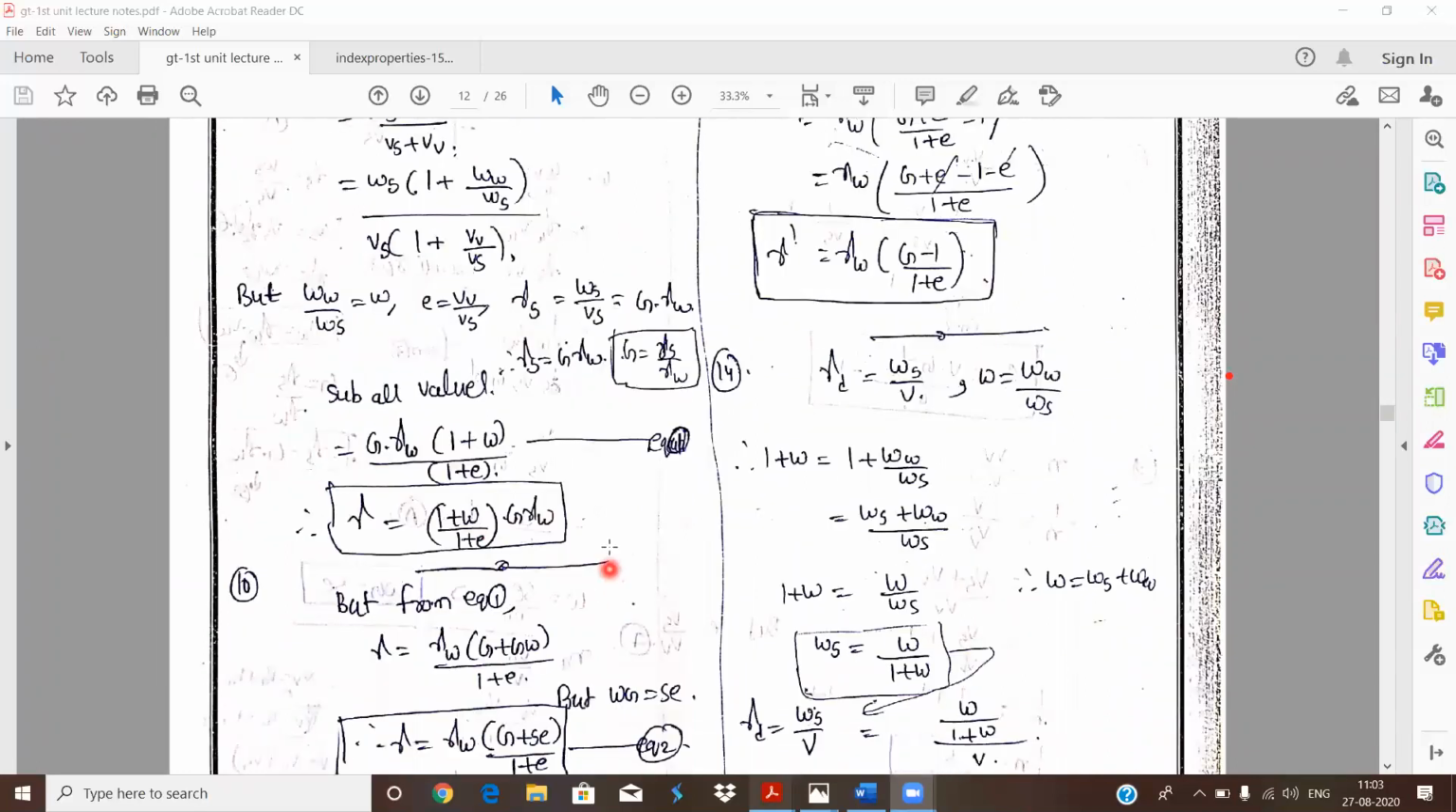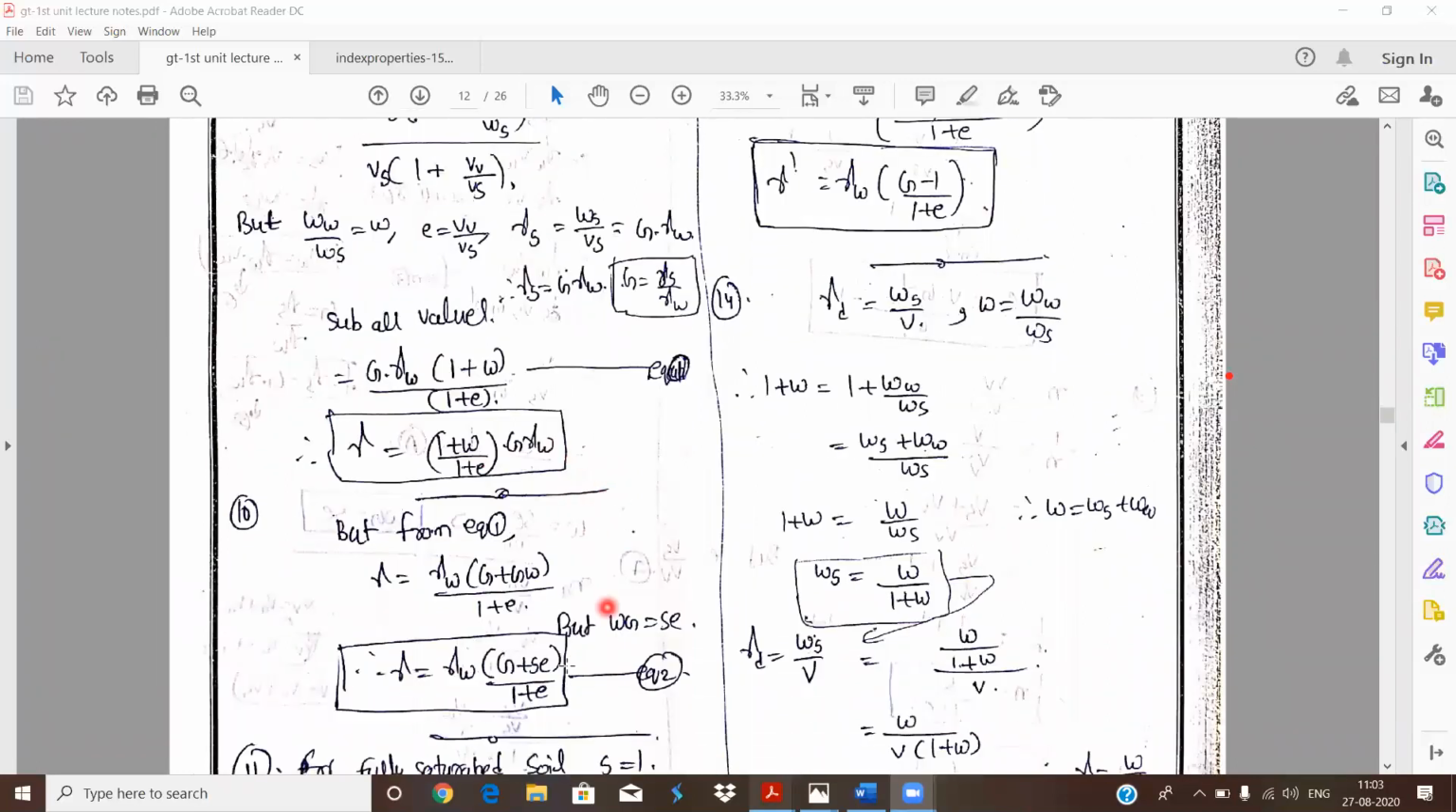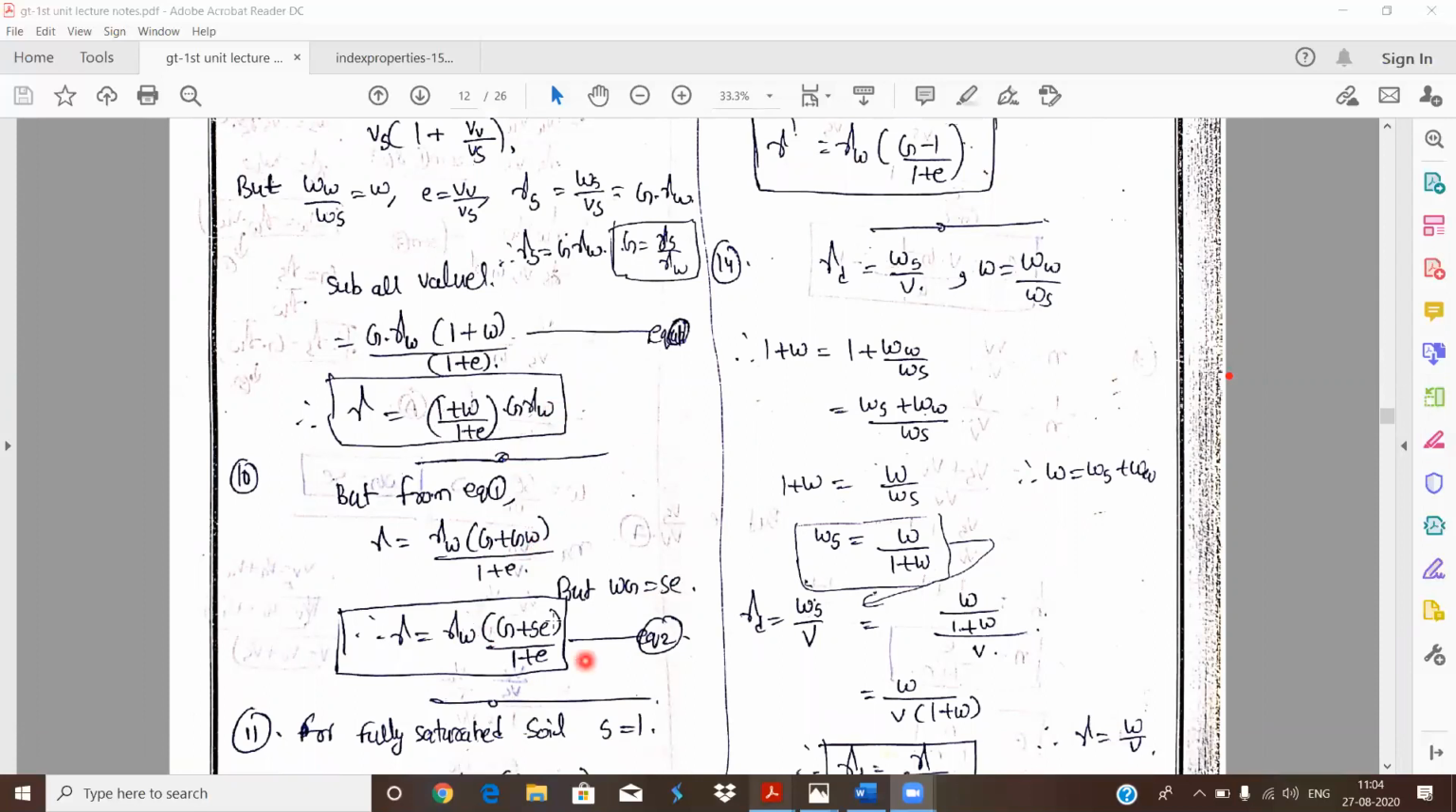From this equation we can also conclude another equation, the relationship between degree of saturation, water content and specific gravity: wG equals S into e. Multiplying G with 1 and with the water content, we get G plus Gw, and replacing Gw by Se, we get another equation.